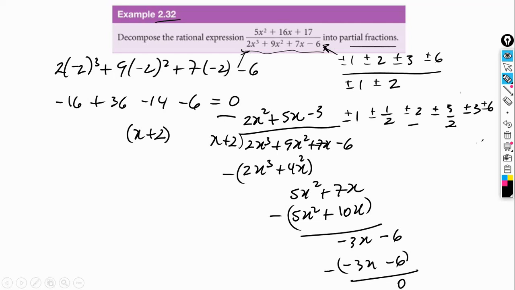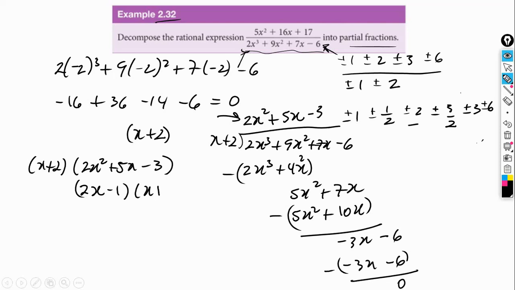The important thing here is that we get this here. So that means that the original denominator expression is going to be x plus 2 times 2x squared plus 5x minus 3. And this is easy to factor. Notice that this is simply going to be 2x minus 1 times x plus 3. So we have factored the denominator.